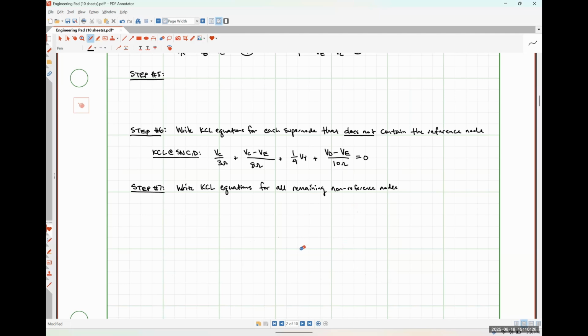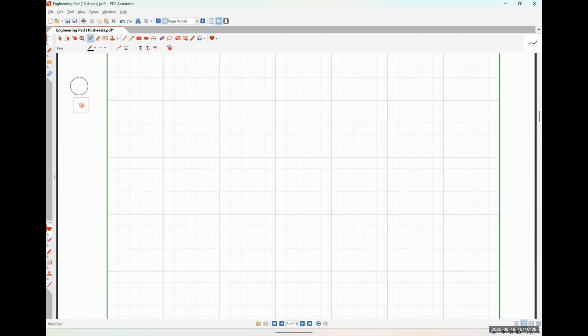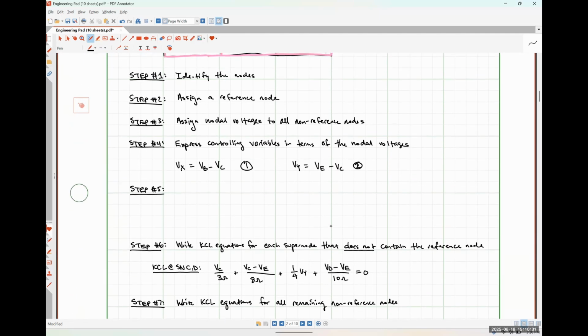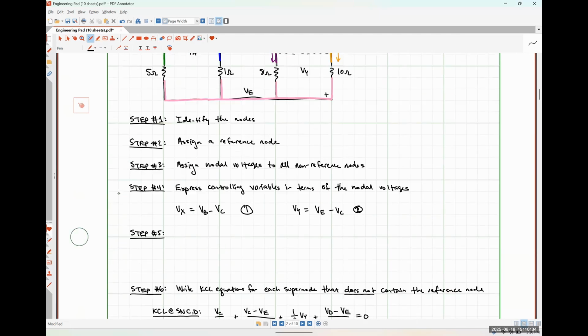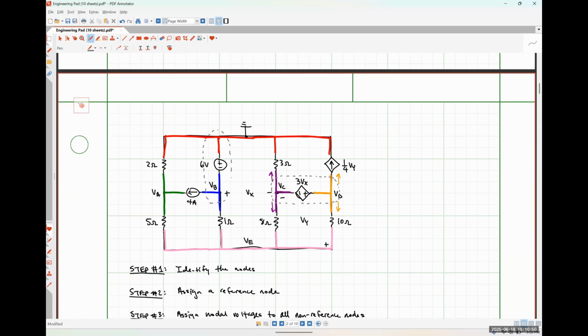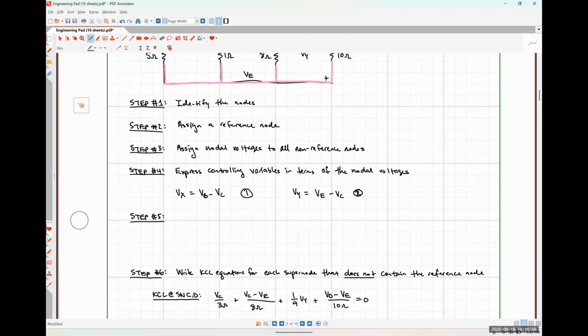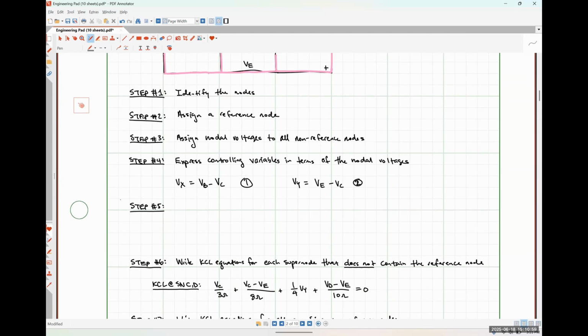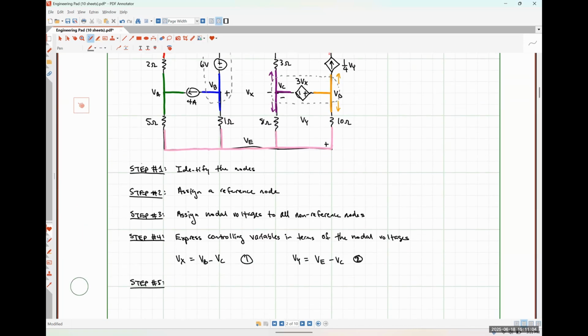Okay. So to answer your question, once my computer catches up, there we go. Oh, that went way too far. So let me scroll up here. I'm going to draw a little gray blob around that 6-volt source because it is also a supernode. And as Colin correctly identified, this particular supernode contains ground, and step 6 explicitly says that we only write KCL equations for supernodes that don't contain a reference node or ground, okay?